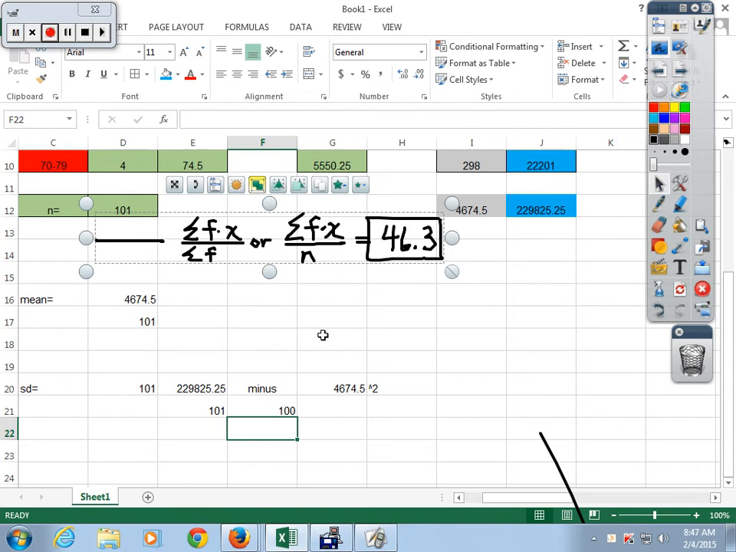Now, if you use your calculator and don't use Excel, that's fine. Go ahead and type this in as 3 steps. 101 times that number, and have that number. Minus, and then you're going to type in 4674.5 raised to the second power, then you have that number. Write it down, and then 100 times 101, and write those 3, and you'll have 3 numbers. Then you'll do the top, then you'll divide.